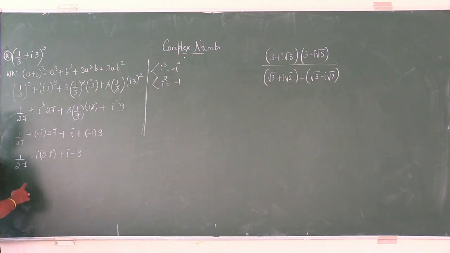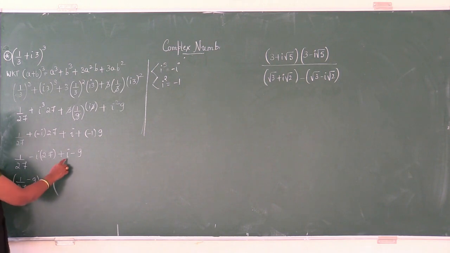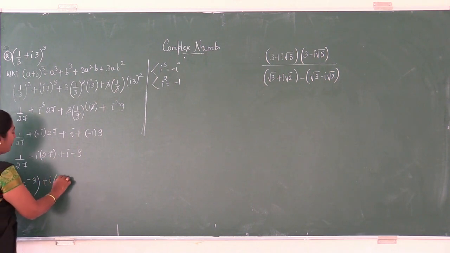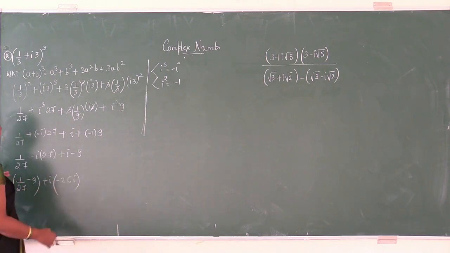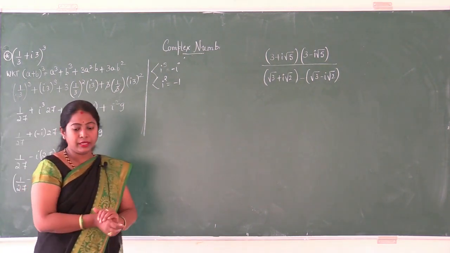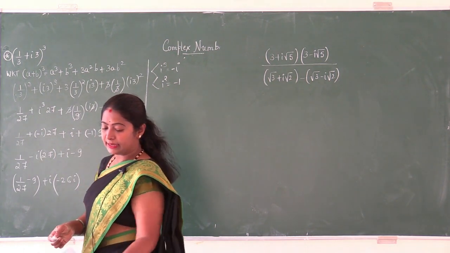Now this can be written as, group the real part. Now what is the real part? 1/27 minus 9. If you take out i as common, what remains here? 1 minus 27. 1i minus 27i will be minus 26i. Minus i into 27 plus i will be minus 26i.